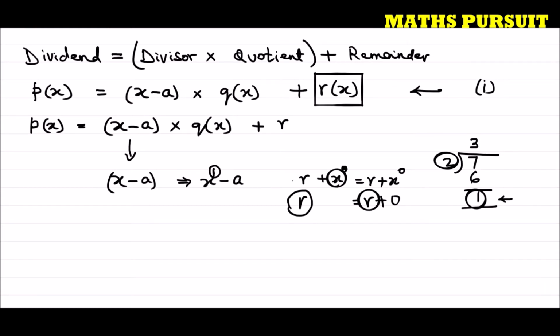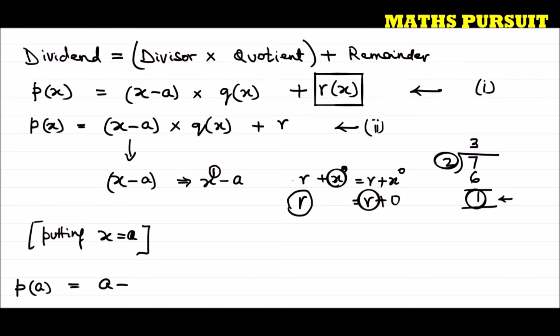So now let us consider one more thing. What we got as the remainder here is p(x) is equal to (x minus a) into q(x) plus r. Now, just assuming x is equal to a, let's see what we are getting. I am going to put this value of x is equal to a in this equation, let it be equation number 2. So p(a) is equal to a minus a.